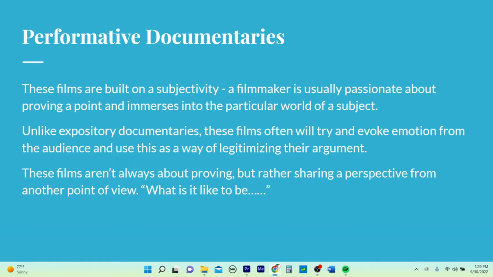And it's not always about proving, but rather sharing a perspective. So what it's like to be blank. This could also be involvement within a community that is the subject. Living among a culture, something like that, can have a sort of performative element to it as well. So those are our two new modes to discuss. Let me show you what you'll be doing for assignments these next 2 weeks.